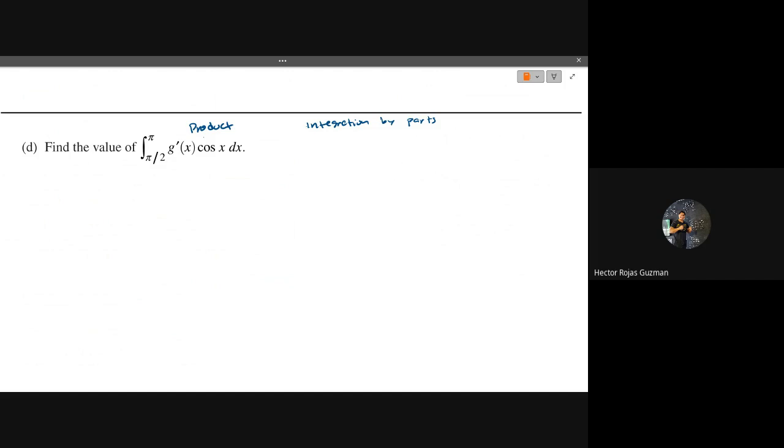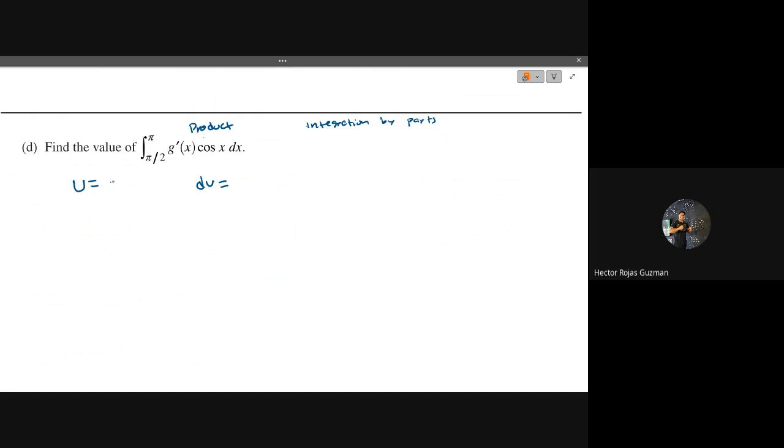Because u substitution is not going to help you here, right? So you need to pick a u that gets simpler as you derive it, and you've got to pick a dv that you can easily integrate. And if you pick the wrong thing, it's okay. Just go ahead and erase it and start again.